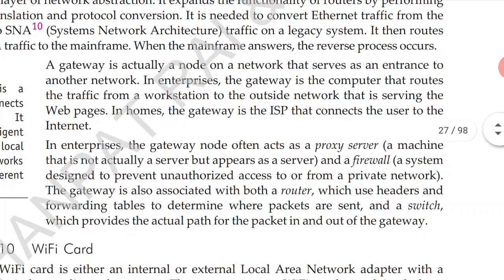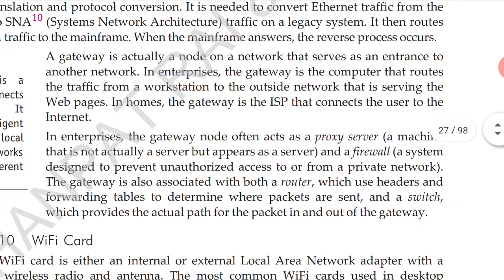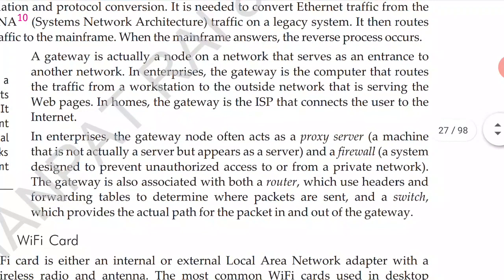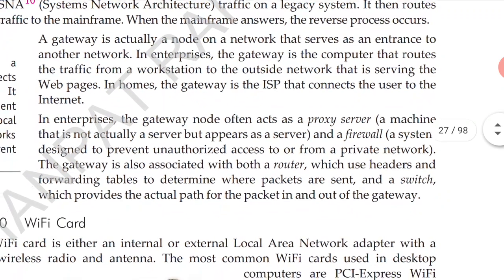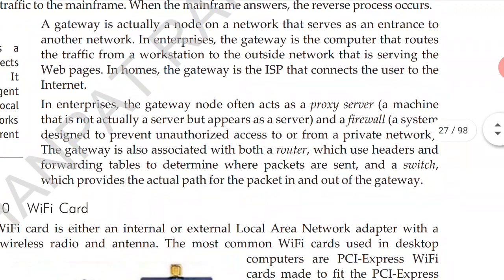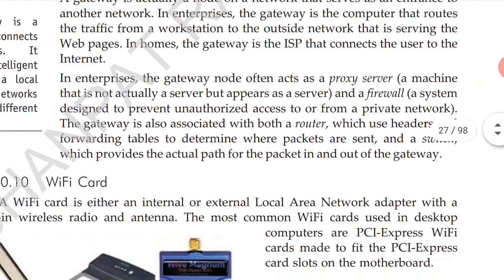In enterprises, the gateway node often acts as a proxy server, a machine that is not actually a server but appears as a server, and a firewall, a system designed to prevent unauthorized access to or from a private network. The gateway is also associated with a router, which uses headers and forwarding tables to determine where packets are sent, and a switch, which provides the actual path for the packet in and out of the gateway.